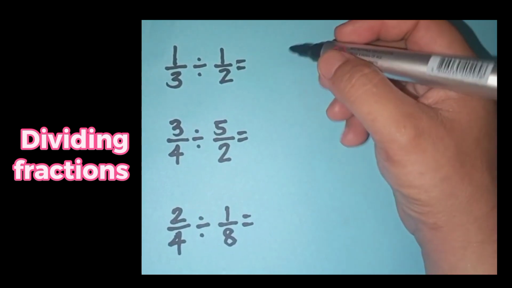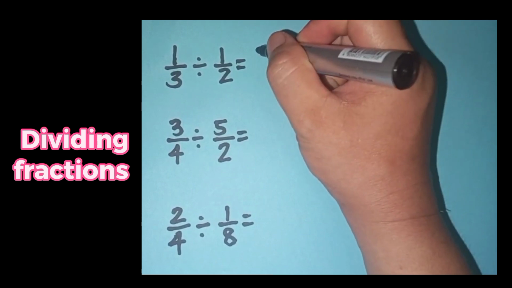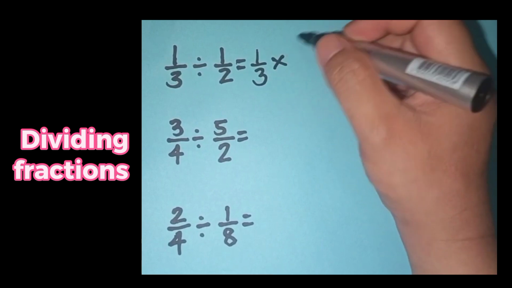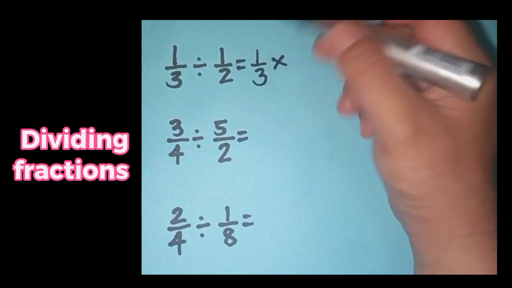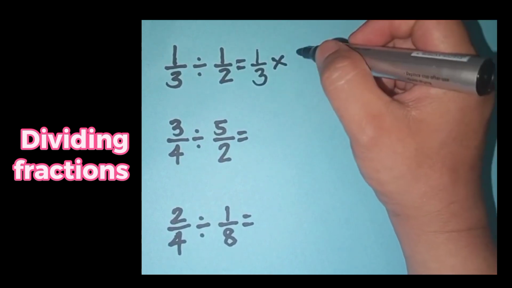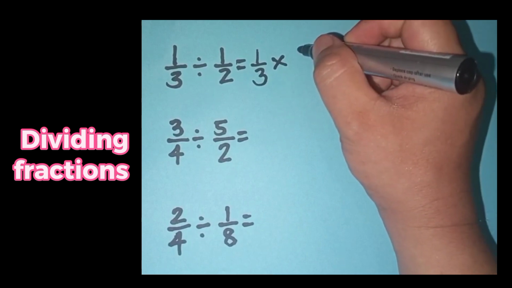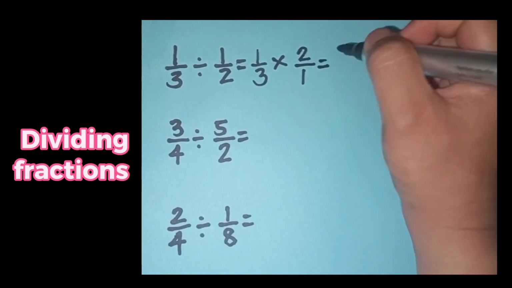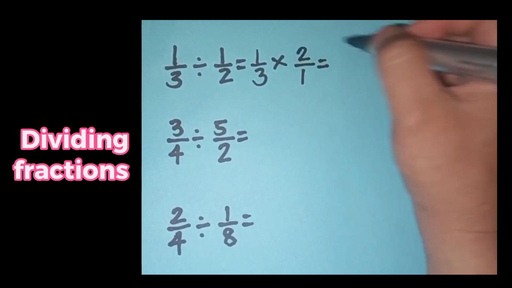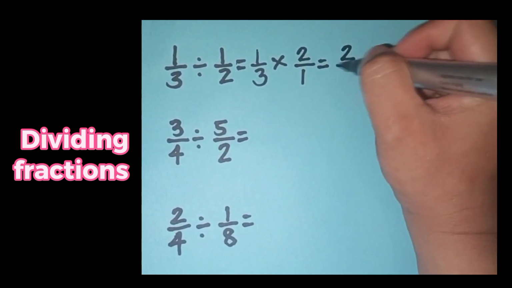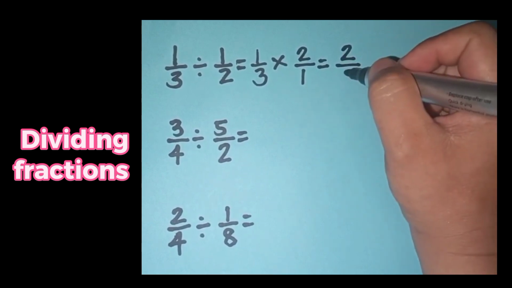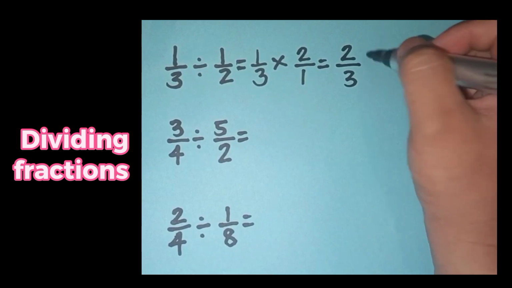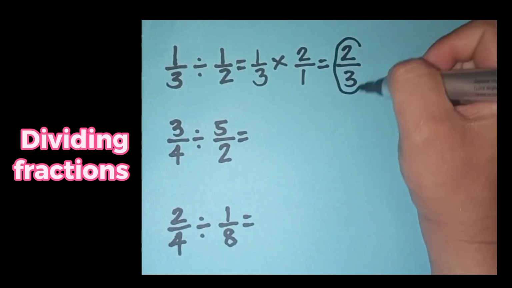So we just simply have to write first 1/3. Then we multiply by the reciprocal of our second fraction, which is 1/2. So the reciprocal of that is 2 over 1. Then we multiply 1 times 2, we have 2. 3 times 1, we have 3. So 1/3 divided by 1/2 is equal to 2/3.